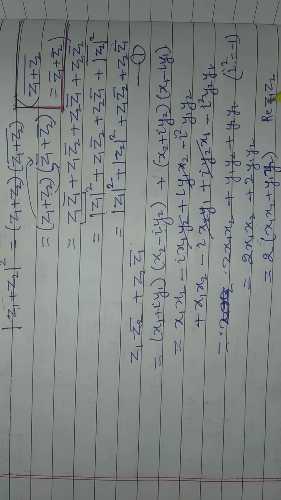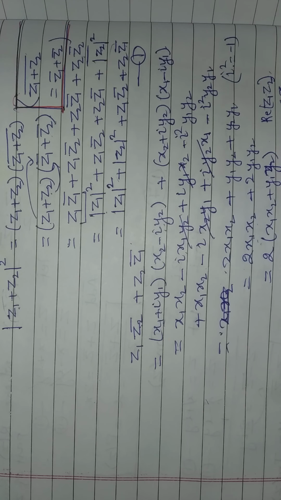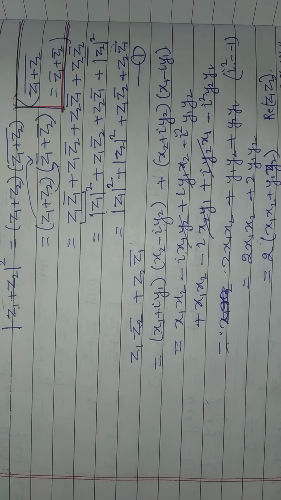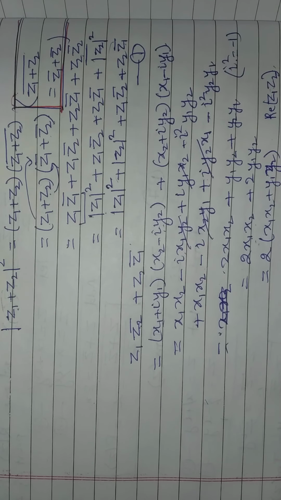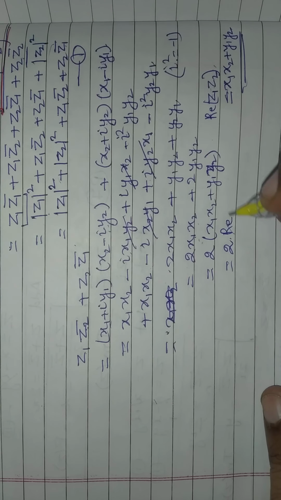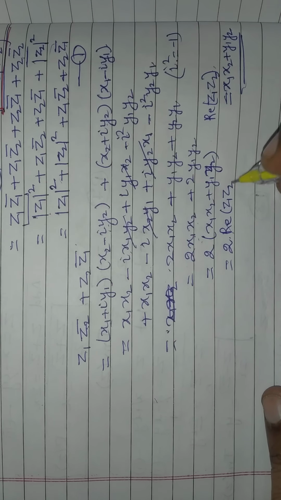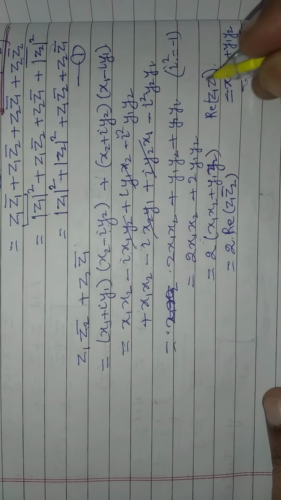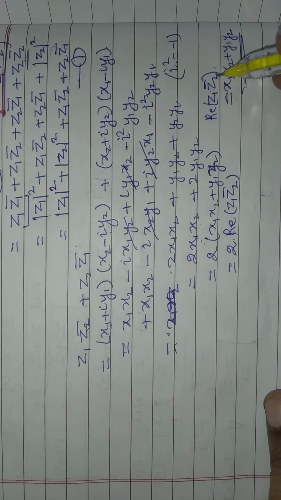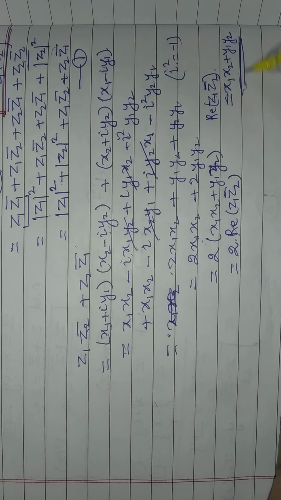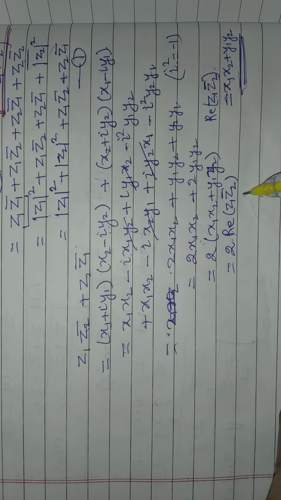Real part of z1 z2 is equal to twice of this x1, x2 and y1, y2. This we will get. So in place of this we can write twice real part of z1 z2 bar. Here will be bar. If we take z1 and z2 bar and multiply together, the real part will come this. So here we can write it.